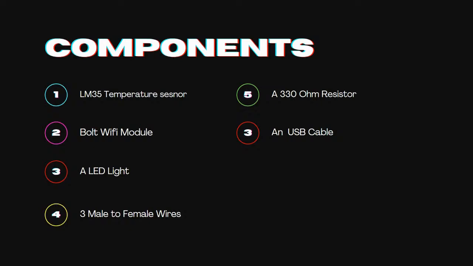Now, three male to female wires. So why are these required? The Bolt module has female slots, and as you all know, the LM35 has pins. So to connect them, we can use male to female wires. Okay. Now a 330 ohm resistor, which is to control the current which passes through the LED, and finally a USB cable, which is to give the power supply to our Bolt Wi-Fi module.